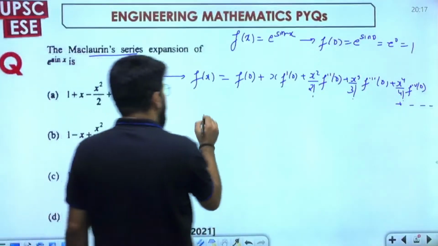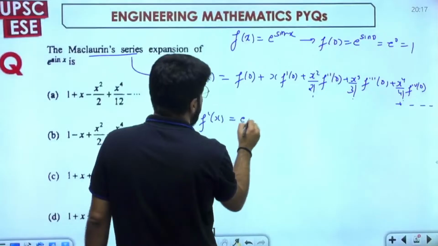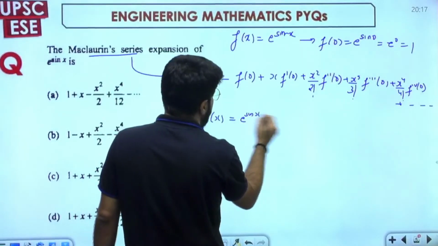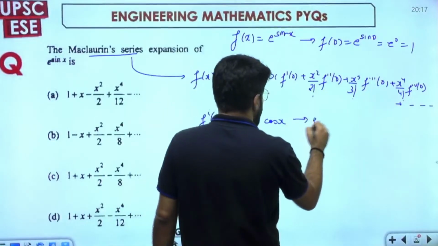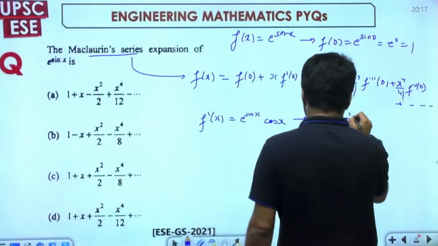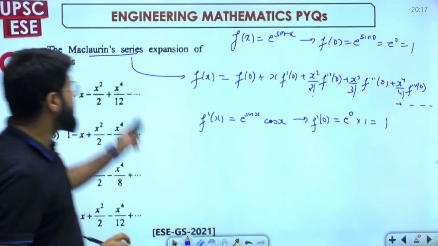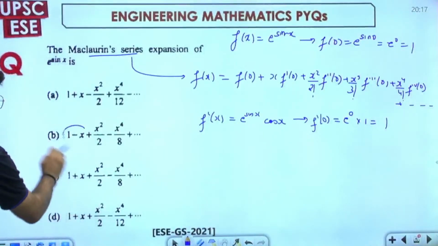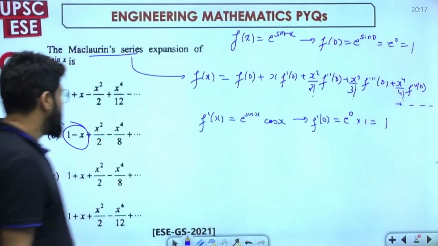Then f'(x). We need to differentiate this. So the derivative of e power sine x is e power sine x, and then by chain rule, sine x differentiates to cos x. Let me write down f'(0) here: e power sine 0 into cos 0 is 1, e power 0 is also 1. So f'(0) is also 1. So 1 plus x, so option B is ruled out. But we cannot say the answer by this time, only option B is ruled out.